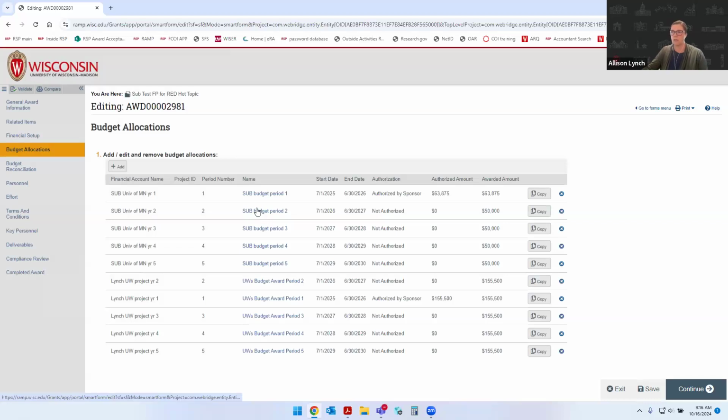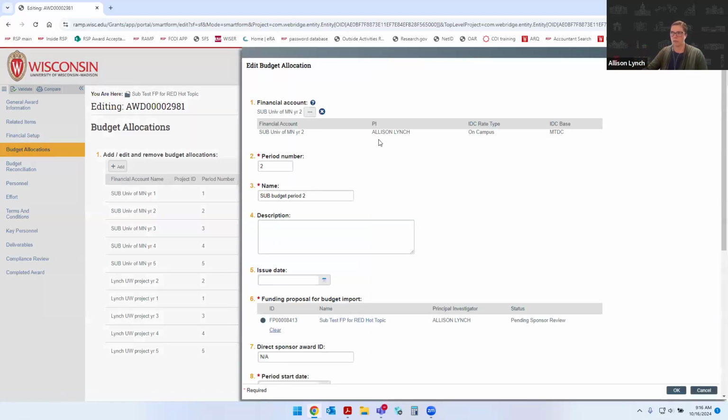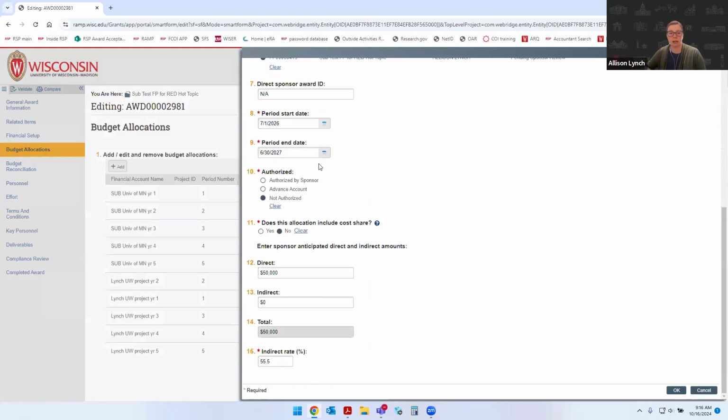And like I said before, the periods 2 through 5 are going to be very similar and not authorized. The only major difference, especially since this is budget period 2 for an outgoing sub, is that we've reached our cap of the first 25,000 claiming indirects on that. So here, this sub is still getting $50,000 per year from this NIH award. The major difference for years 2 through 5 is that $0 is going to be populated under indirects because we've already claimed the 13,875 on budget period 1.